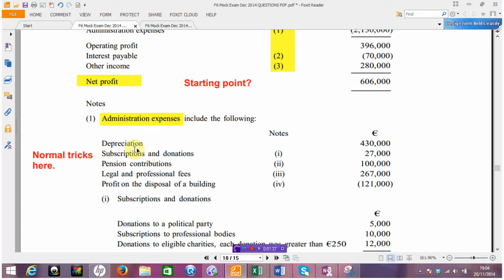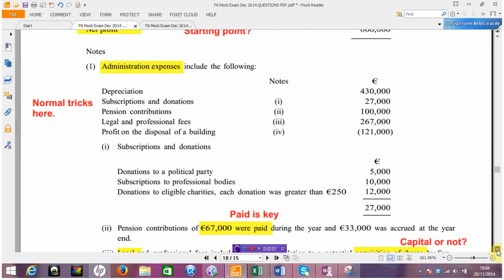That should be first on our list of addbacks. And we've got the standard tricks, things like pension contributions and indeed legal fees that you would expect to see in a question of this kind. Okay, so dealing with the administration expenses first, what I'd be looking to do obviously is scan down, but also read the relevant notes. And I'm going to focus in on this pension area first, which is note number 2.